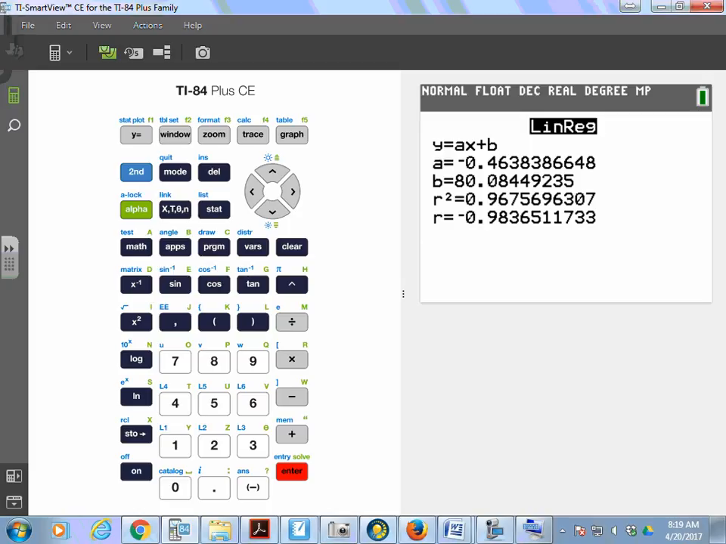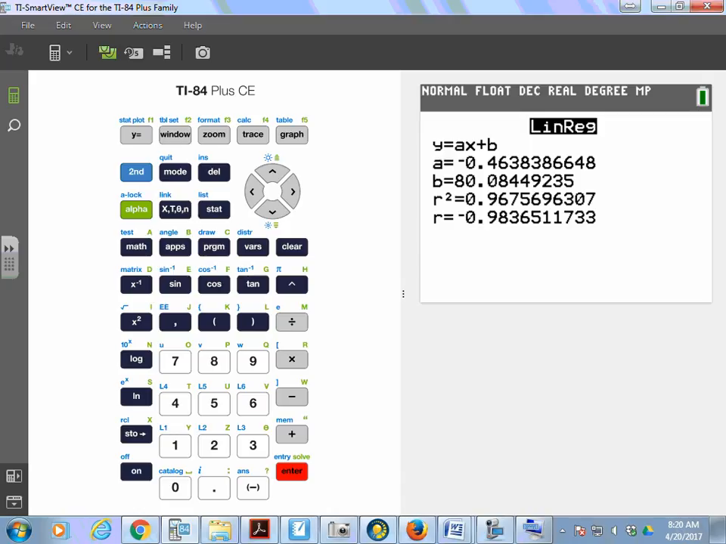Now, make sure of a couple things. Your A is negative 0.4638. Everybody got that? B is 80.08. A is your slope, B is our y-intercept for our line. Now, does anybody not have these R numbers?